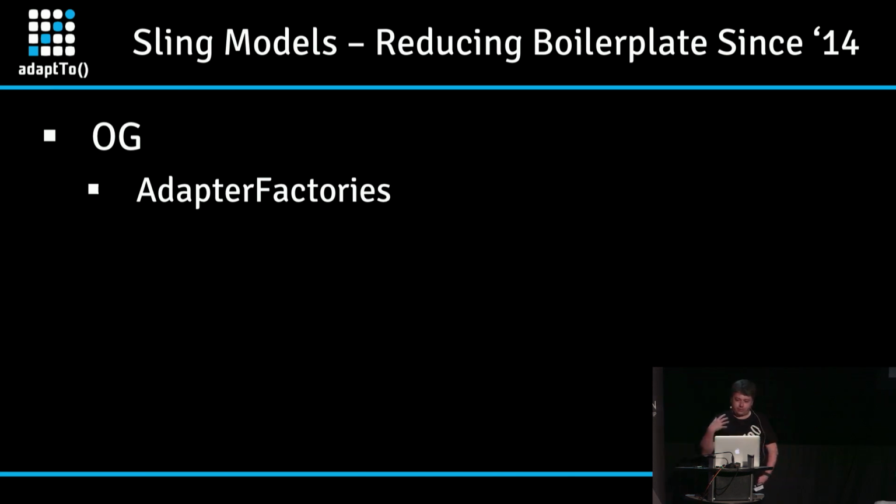So Sling Models has been in existence since 2014, so it's 3 years now. And the goal, from the beginning, has really been to reduce boilerplate code when building properly layered applications. When I got involved in Sling and CQ AEM, we were really building what used to be called Model 1 applications, where you just had a big JSP and there's a bunch of code in there and it worked.